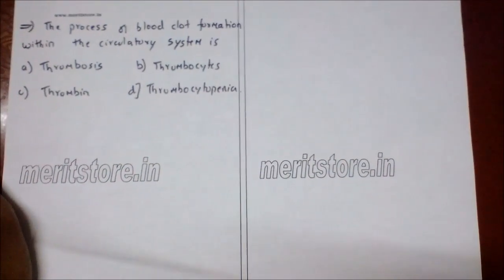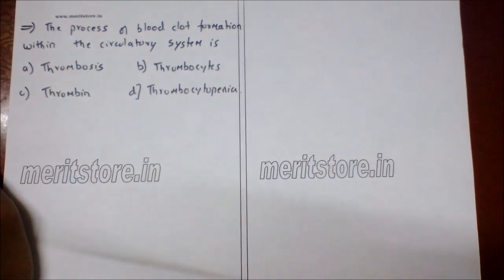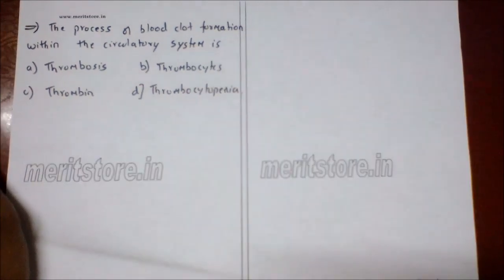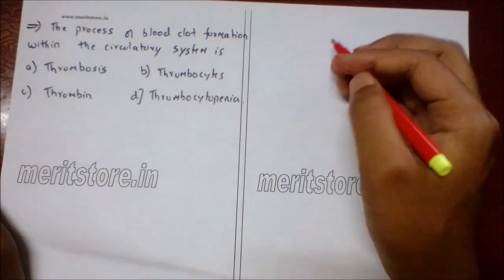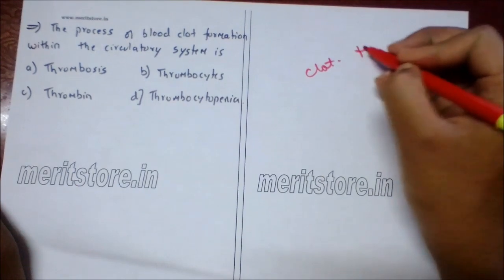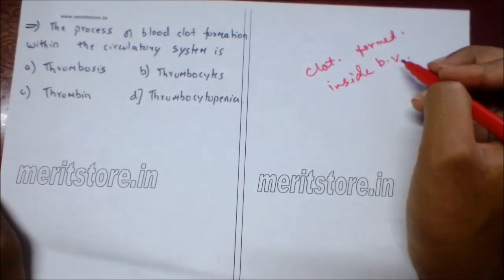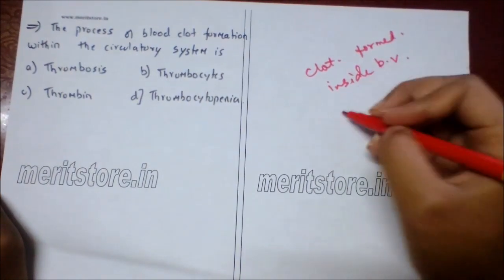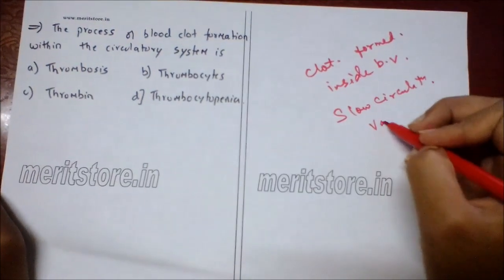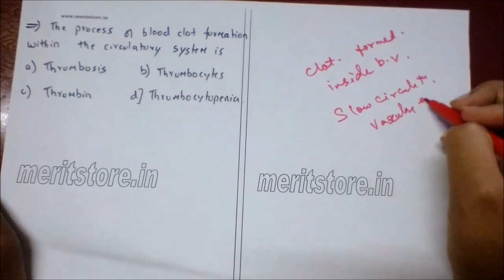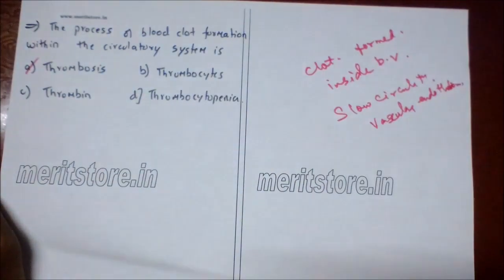Process of blood clot formation within the circulatory system is A, thrombosis, B, thrombocyte, C, thrombin, D, thrombocytopenia. So thrombus is a clot formed inside a blood vessel. Thrombus is formed due to slowing of circulation and damage of vascular endothelium. So option A is the correct answer.